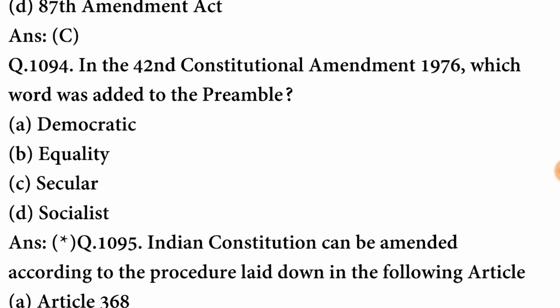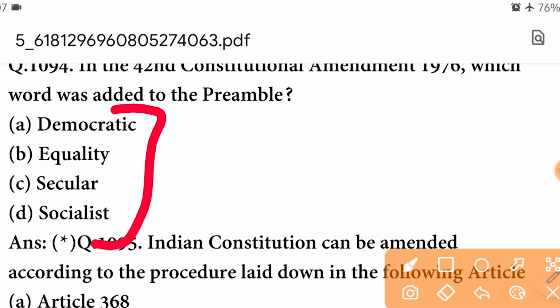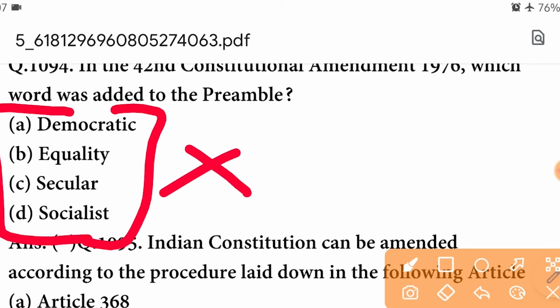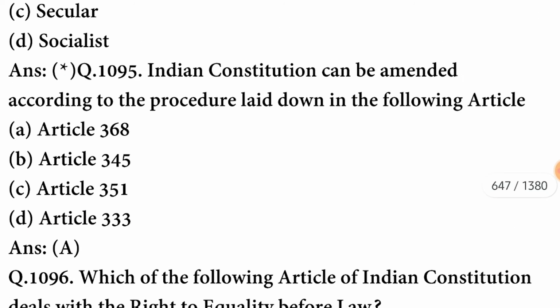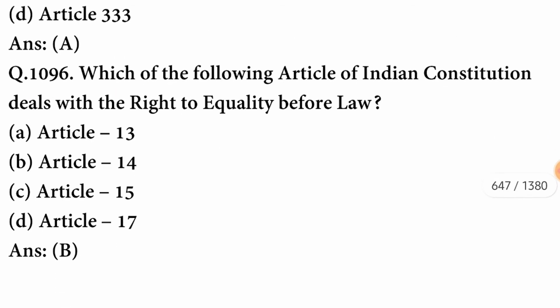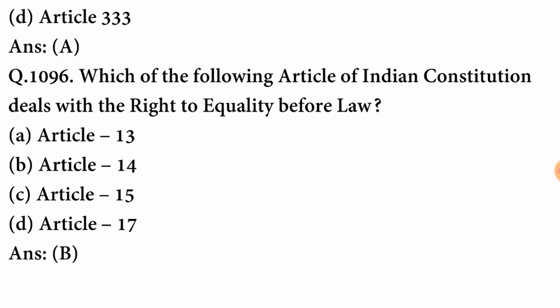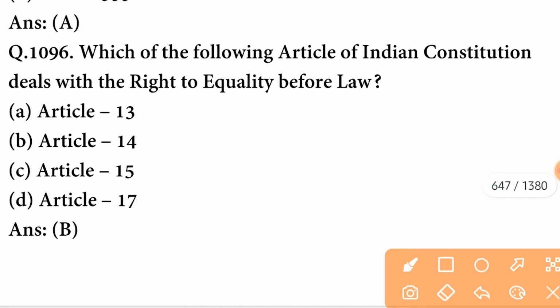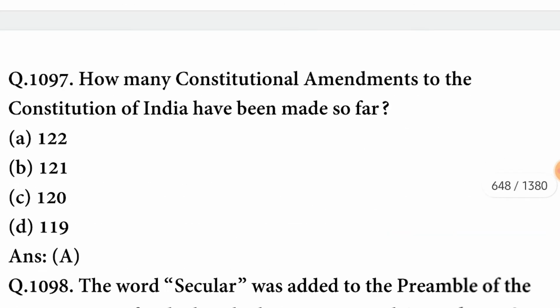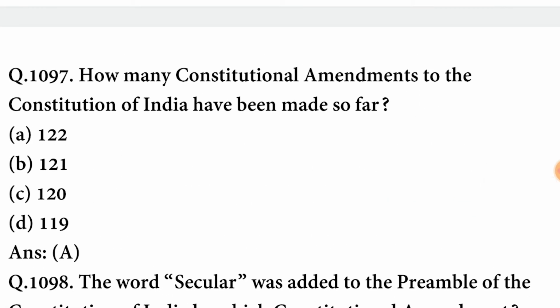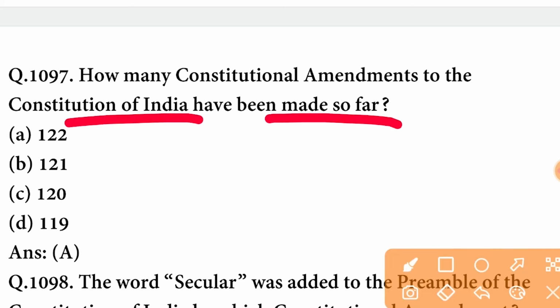In the 42nd Constitution Amendment 1976, which was added to the preamble? Nothing has been added to the preamble from these options. Next question. Indian Constitution can be amended according to procedure laid down in the following article. The article is 368. Which of the following article of Indian Constitution deals with the right to equality before law? The article is Article 14. B option is correct. How many constitutional amendments to the Constitution of India have been made so far? So there are 122 amendments.